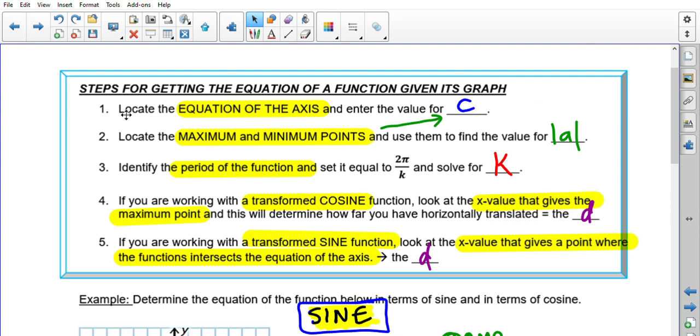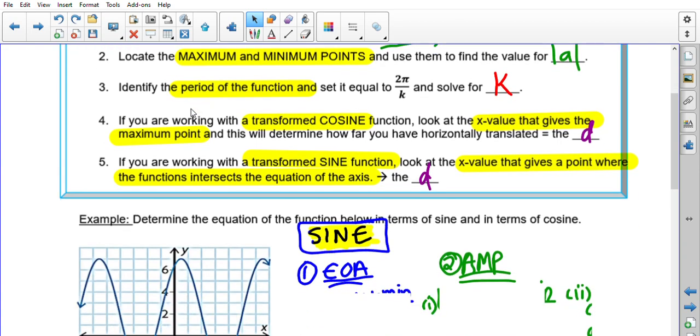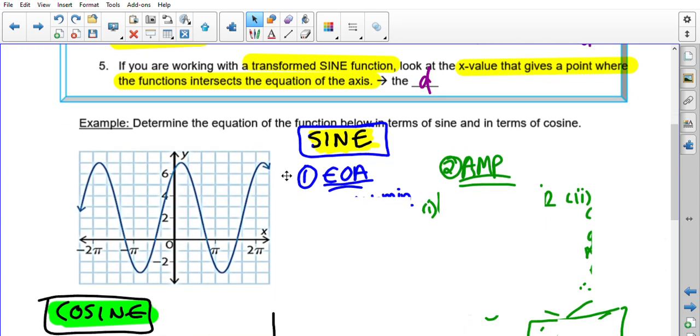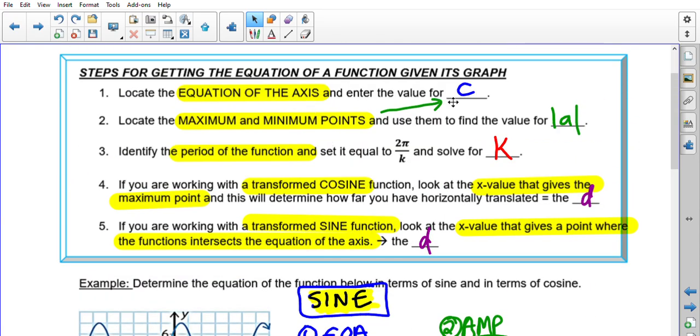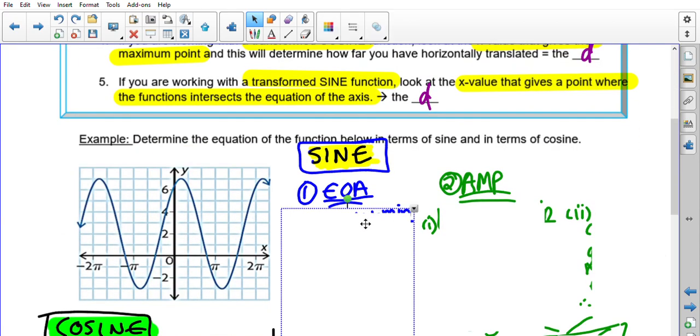All right, so part 1 says that you want to first locate the equation of the axis and enter that in as the c value. Okay. All right, so let's do this here. Now notice we have to do sine and cos. So our first job is that we want to highlight a sine cycle. But it's hard to highlight sine without knowing where to start at the equation of the axis. Okay, so it's important that we do that first.